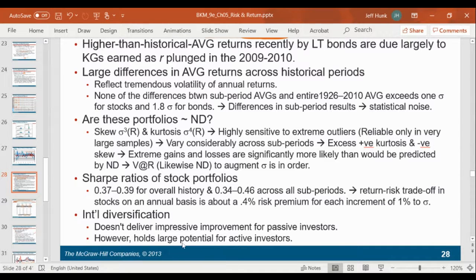However, it holds large potential for active investors. There's still room to exploit if you're an active investor, and international diversification is still practiced by wealth management firms. You have to do real good, very diligent security research.